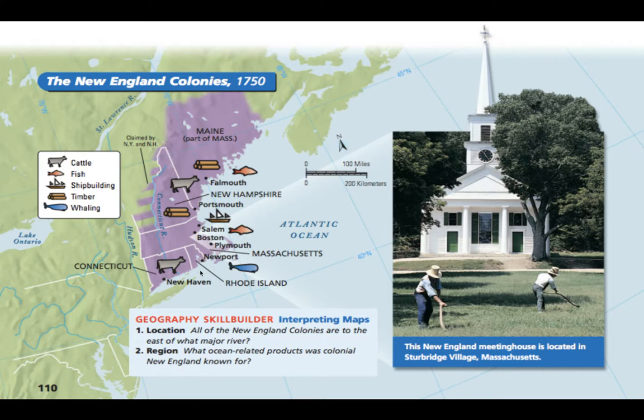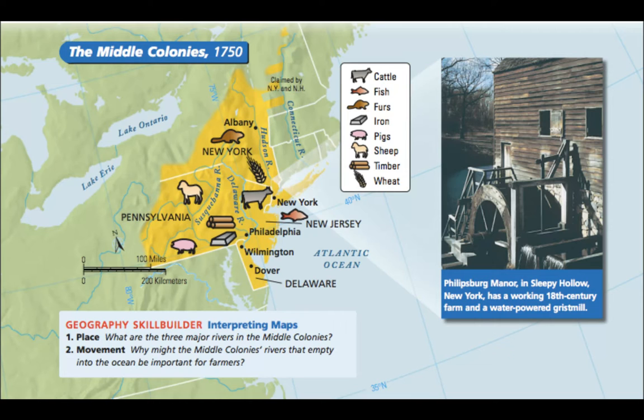Okay, you can see that there's a little bit of cattle, but for the most part, it was these sea-based manufactured goods that were being manufactured in the northern colonies or the New England colonies. The middle colonies had a little less contact with the Atlantic Ocean, so they weren't as reliant on those sea-based manufactured goods, but they were reliant upon goods that could eventually be sent overseas, right?